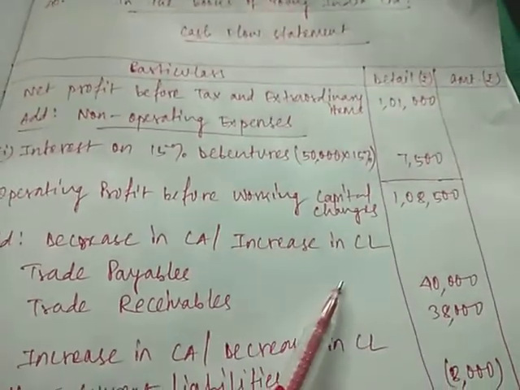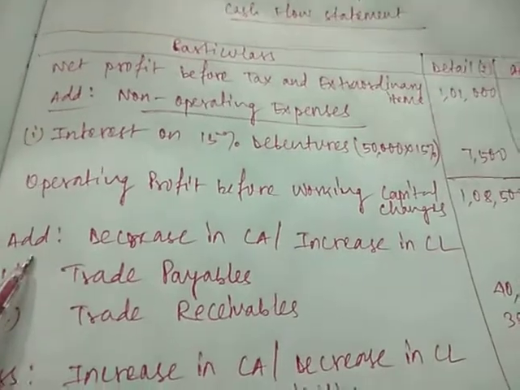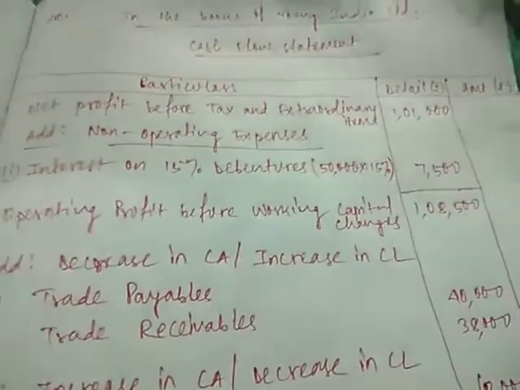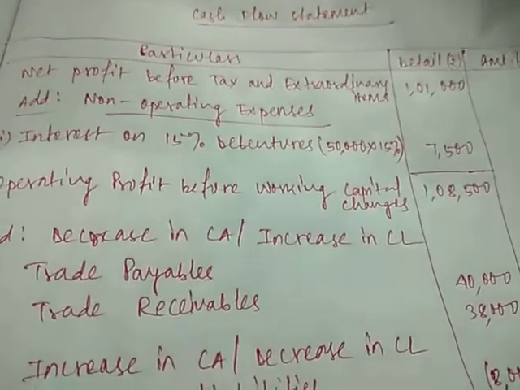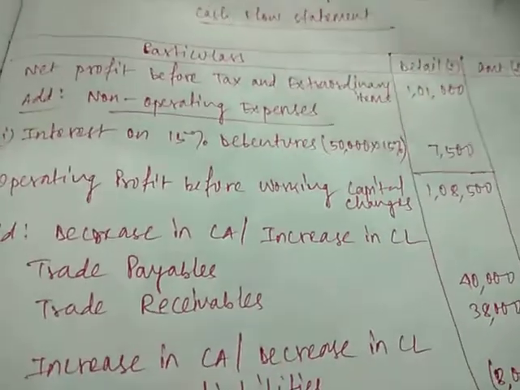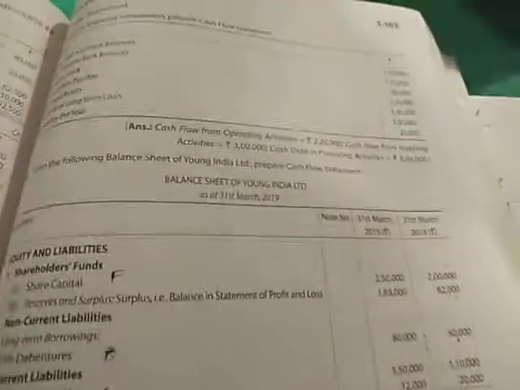Next is decrease in current assets or increase in current liabilities. Remember, addition is always done for decrease in current asset. Whenever current asset decreases, we add it. Whenever current liabilities increase, we add it. This we have discussed while doing the operating activities also. Now let us see whether there are any decrease in current assets. Current assets are given here.